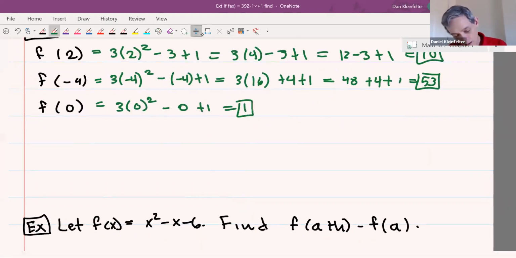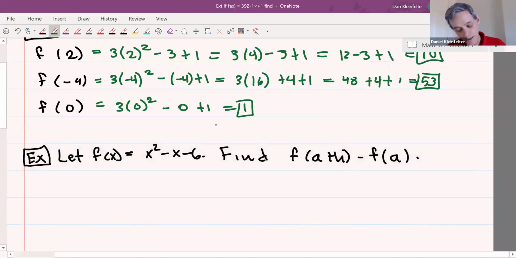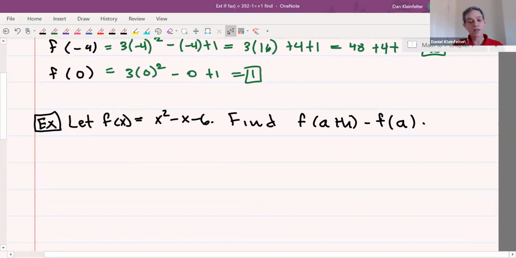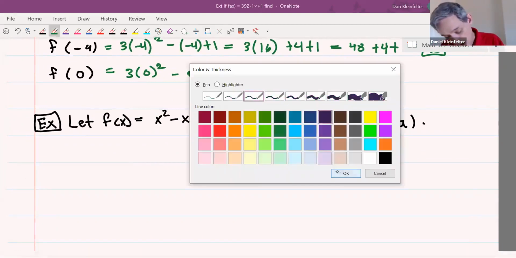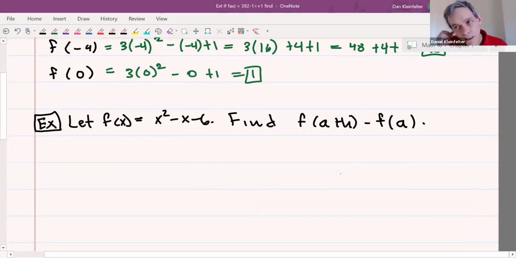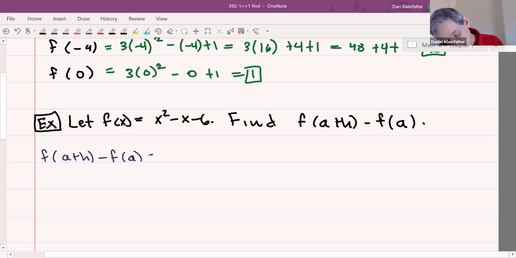All right, so let's try one more. In this one, it's going to be kind of interesting because we're evaluating our function using two expressions involving a and h. It's going to turn out that this particular structure is something that we'll need to refer to later on, so we're having a first look at it here. So f of a plus h minus f of a. First, I'm going to go through the function f and replace it. Everywhere I see an x, we'll get a plus h. So we'll have (a plus h) squared minus (a plus h) minus 6.